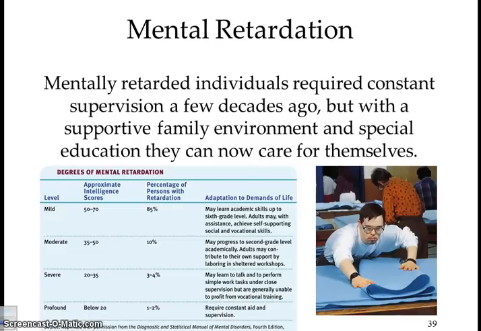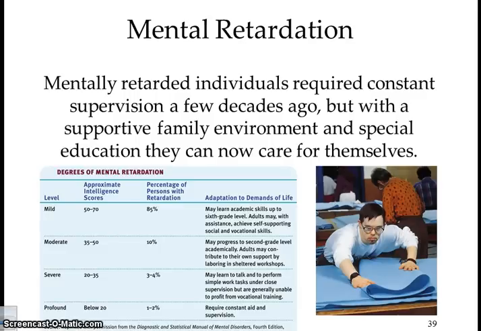Moderate is 35 to 50, and when you look at a moderate child, this is where Down syndrome falls; the typical IQ of a Down syndrome child is a 50. And this is about 10% of our actual population, and they normally get to about a 2nd grade education. So they can do reading, they can write, they can do math problems, they can do all this stuff. And their school is normally geared at getting them life skills.